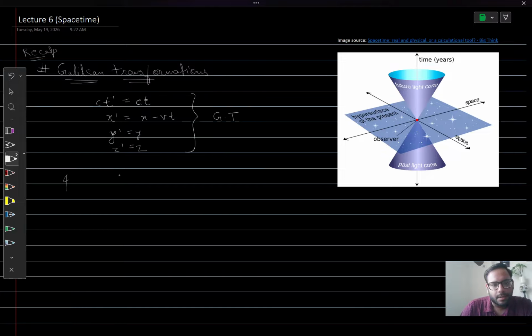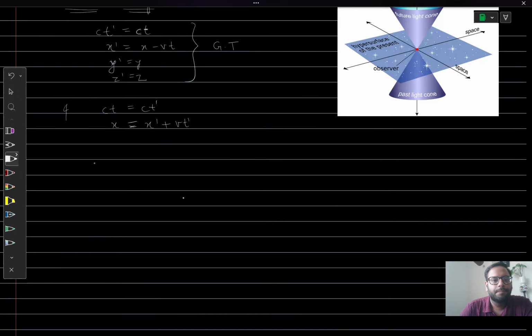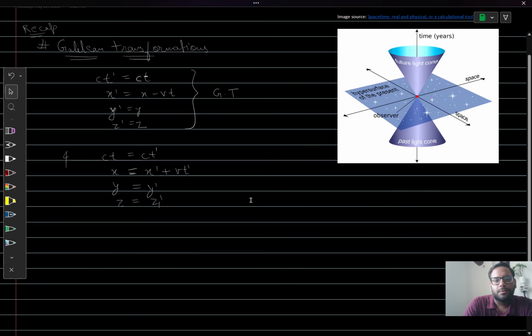And simply the inverse Galilean transformation can be similarly given as, this is my S frame coordinates and this is my S prime coordinates, and x equals x prime plus vt prime. When you want to see what the physics is in the S frame given the data of the S prime frame, y equals y prime, z equals z prime. So this is also called the inverse Galilean transformations.